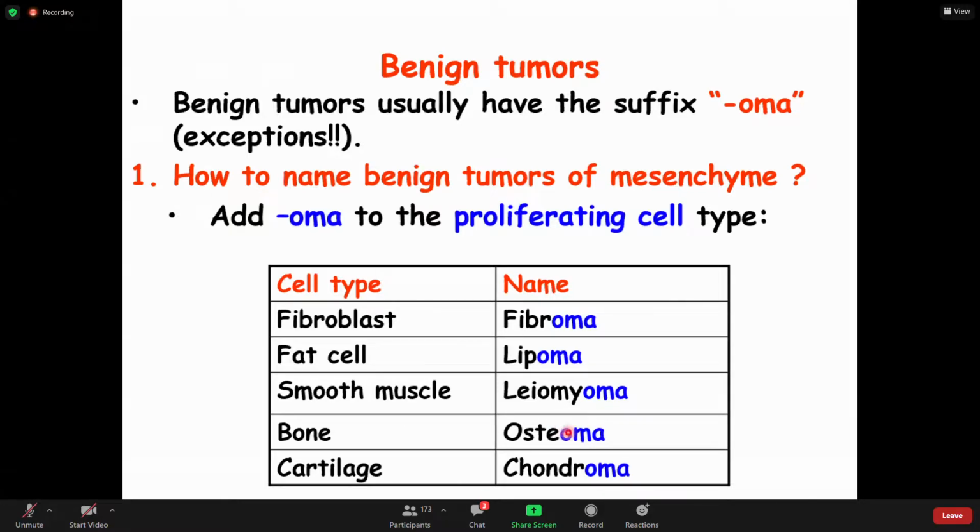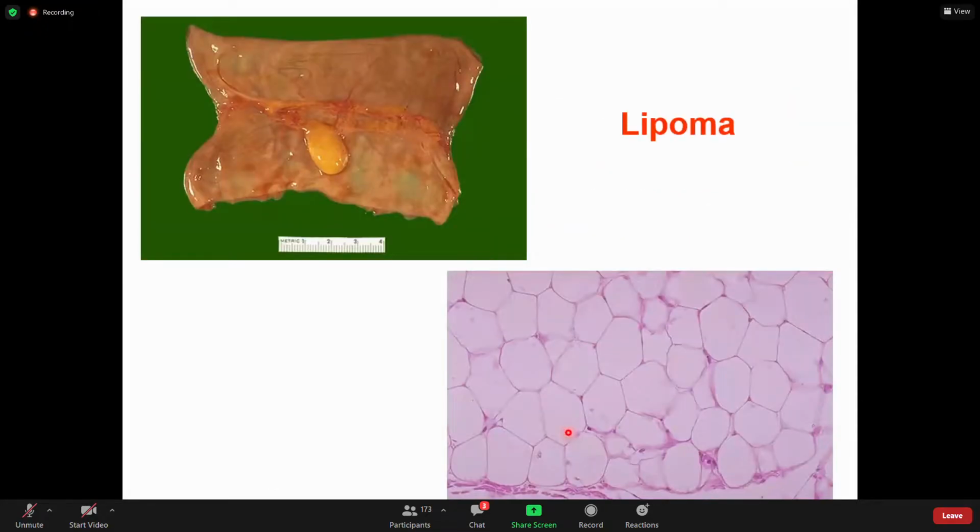case. Now, that's not all the case. That's not all the time. Why? Because we will see that there are instances where adding oma to a word is not going to result in a tumor, but rather it's going to result in a tumor-like condition, or even a malignant tumor, as we will see. Now, for example, look at this lipoma.